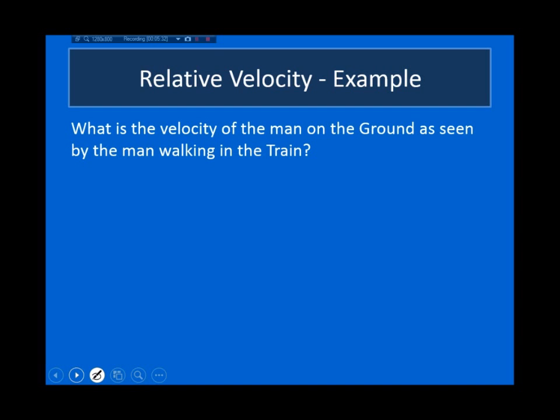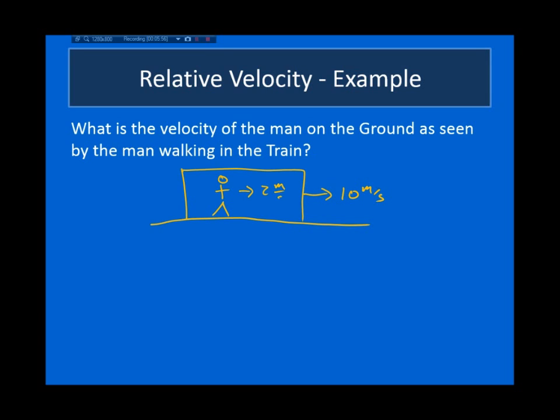So this is a very simple equation, very easy to derive. There's one other equation, so I want to look at this second example. The question says, what is the velocity of the man on the ground as seen by the man walking in the train? We've got a train, and inside the train is a man who's walking down the train at 2 meters per second. If he looks out the window, he's going to see this person on the ground, and this person on the ground is going to appear to be moving. The question is how fast does the person on the ground appear to be moving with respect to the person on the train?